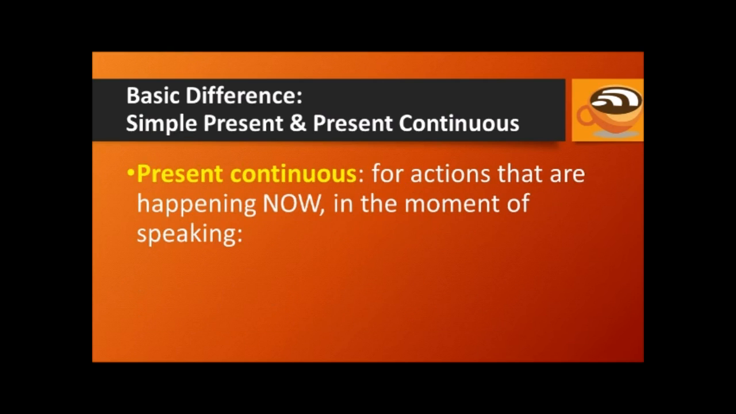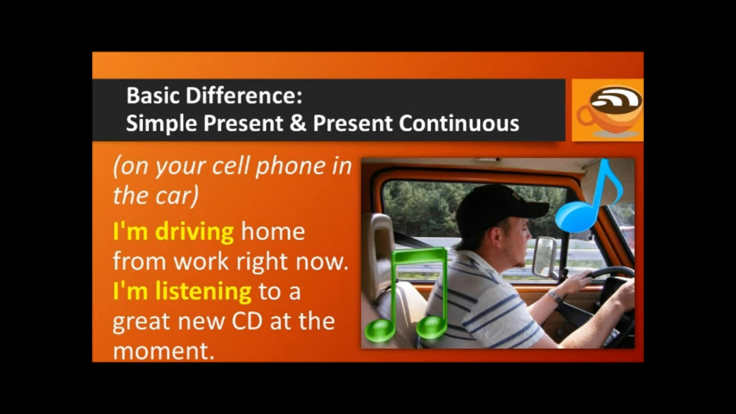The present continuous is used for actions that are happening now, in the moment of speaking. For example, if you're on your cell phone in the car, you could say, I'm driving home from work right now. I'm listening to a great new CD at the moment.